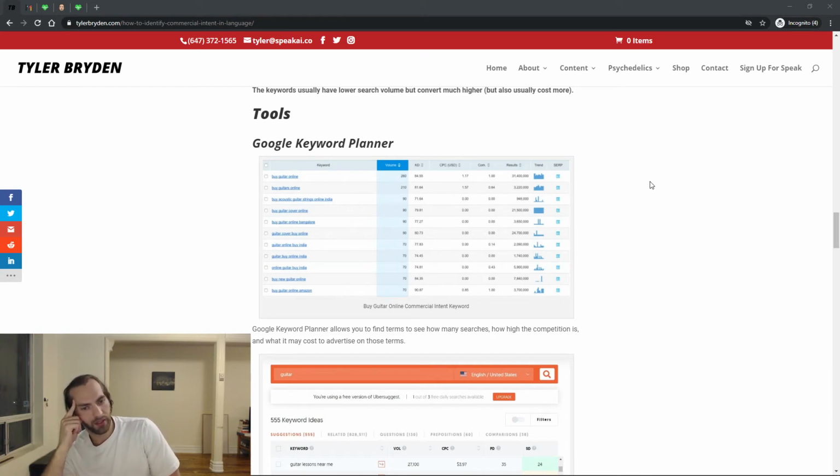You can look at the language, the actual keyword, or you can look at how high the competition is and how much it may cost. If you see lower searches, higher competition, and higher costs, most likely that is because there's commercial intent. Those are valuable keywords and searches, and that is a very good indicator that there is commercial intent there. However, we actually want to look at the language today, and I'm going to show a couple of ways to do that.